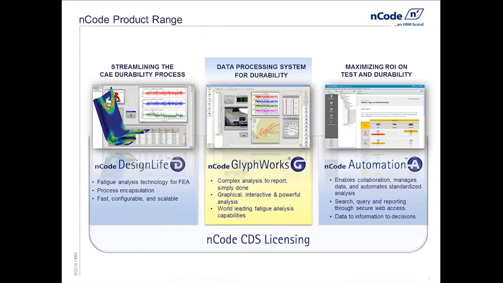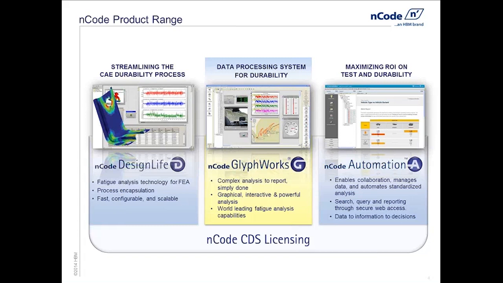Okay, so that said, I do feel it is appropriate to give a very quick background on the software. As I said, I am assuming that most of you already know what I'm about to tell you, but I just want to take a second to formally introduce it again. GlyphWorks is one of 3 software products developed by nCode, and it serves as a data processing system designed for analyzing measured test data. nCode has 2 other products. One is called DesignLife, which serves as a fatigue analysis tool in the virtual domain, and it effectively turns whole model stress plots into life plots.